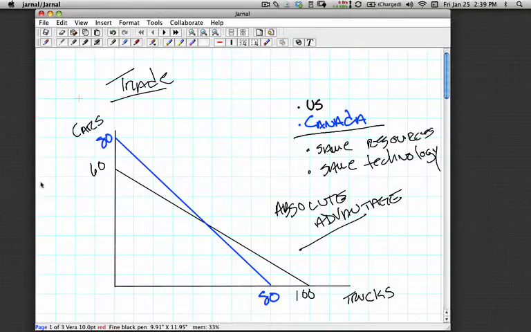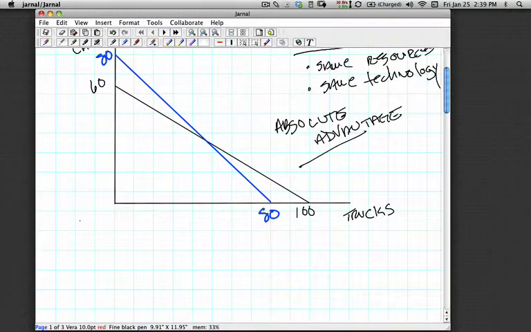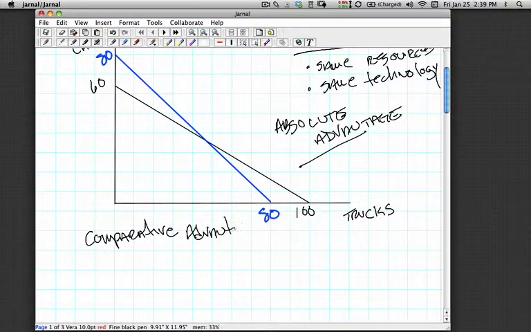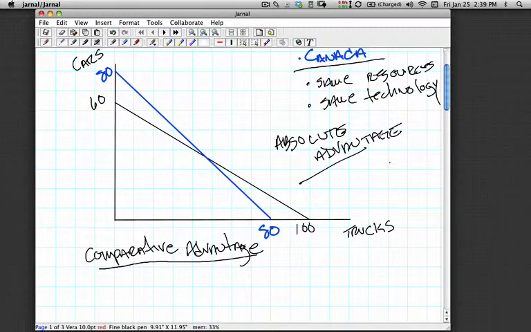Where it gets a little trickier, though, is when we begin to look at a second type of advantage in the marketplace. And this one really becomes critical for the analysis of trade, and it's what's known as comparative advantage. Comparative advantage. And what comparative advantage is going to ask is which country has to give up less of one product to produce the other.